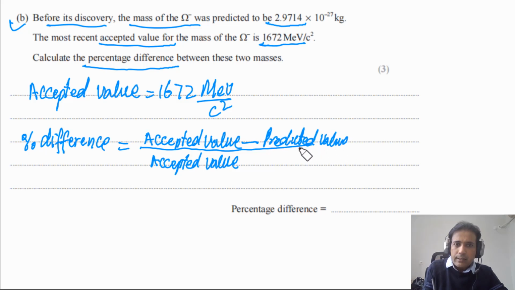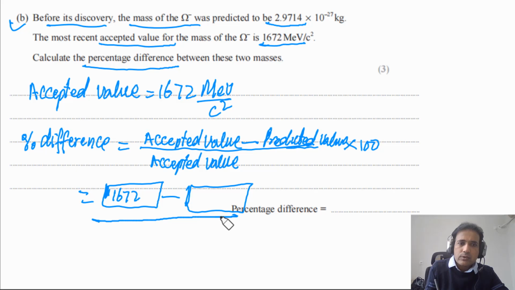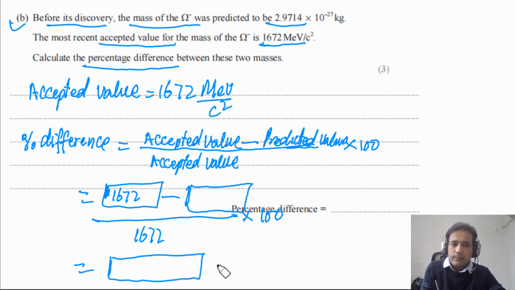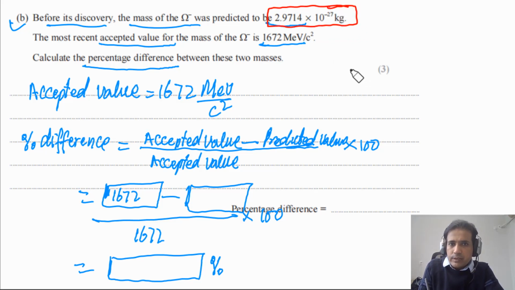Now simply we need to plug in these values here. This value we have, this is 1672, minus we don't have this value, so we need to figure it out, and we need to divide by 1672 multiplied by 100, and finally we will get our answer here. This one will be the percentage. Now as this is in mega electron volts, we also need to convert this. So first of all, simply we can say that E has to be equal to mc squared. And if we solve this one, we will get the answer in joules.